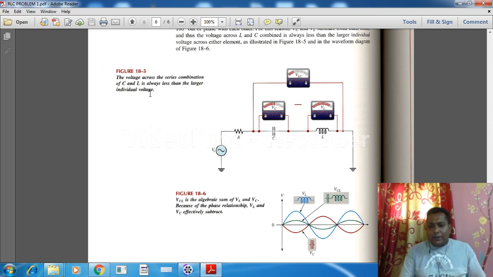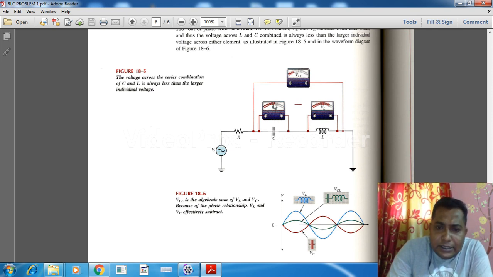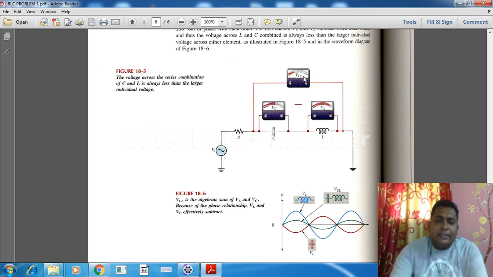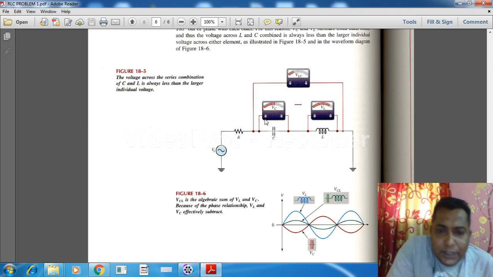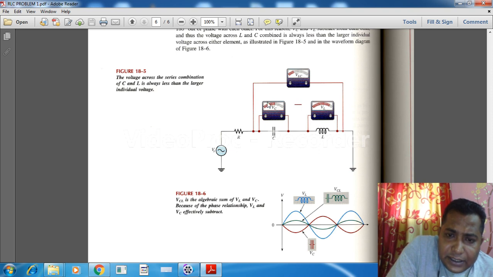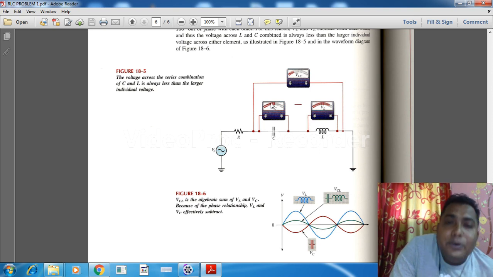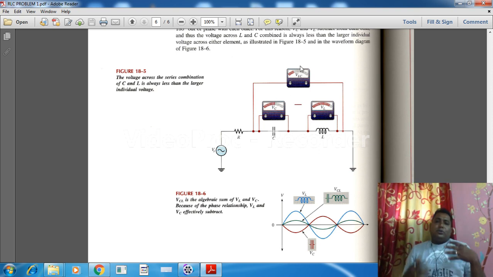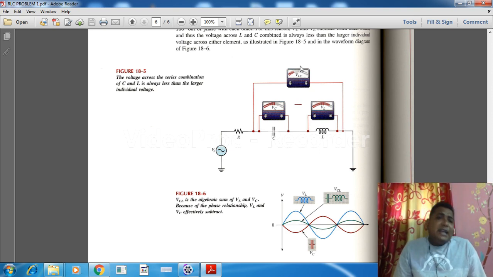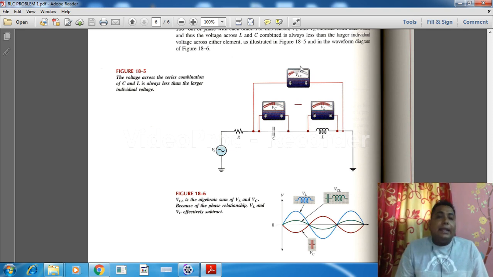So in the scaling section, follow my pointer. This is the scaling section. As you can see, in case of VC, the voltage across the capacitor, it is this amount. In case of VL, the voltage across the inductor is this amount. But when you consider both, it is the difference between these two. Whatever the difference is, that value we get over here. So the voltage across the series combination of C and L is always less than the larger individual voltage.